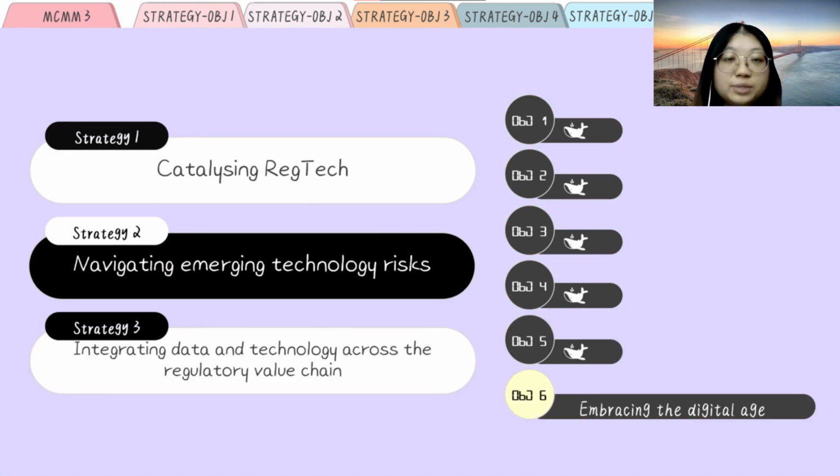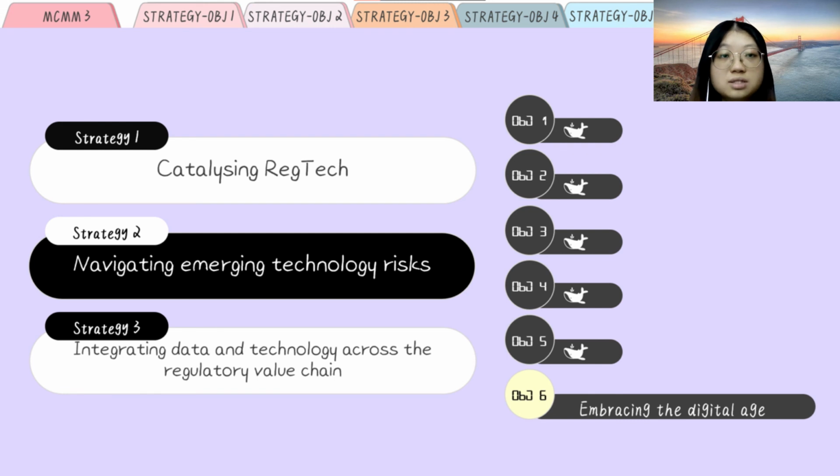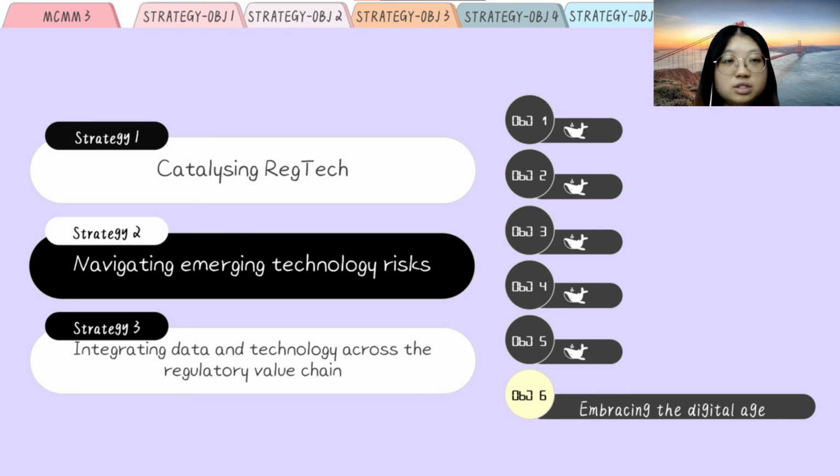Last objective is embracing digital age. Under this objective, there are only 3 strategies implemented. The first strategy is catalyzing regulatory technology. Investors nowadays are encouraged to deepen understanding about the regulatory technology within the industry through outreach programs and industry-wide dialogues. The second strategy is navigating emerging technology risks. The advancement of technologies also elevated the risk faced by the investors, and that is why they should prepare themselves from the prospect of knowledge and capacity to identify this digital realm type of cyber threats.